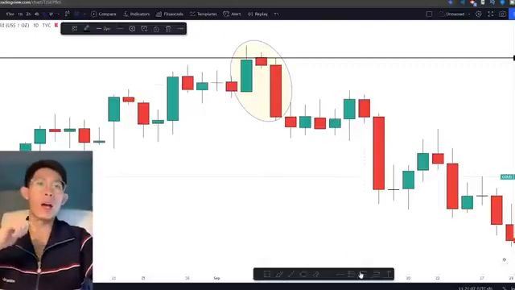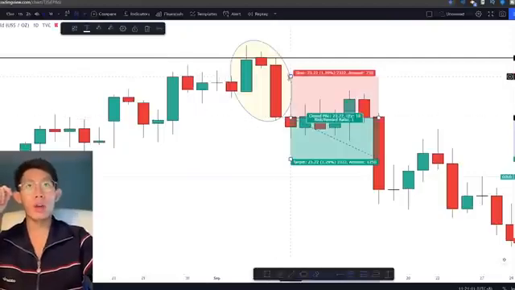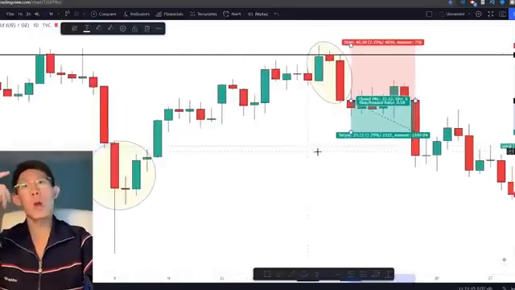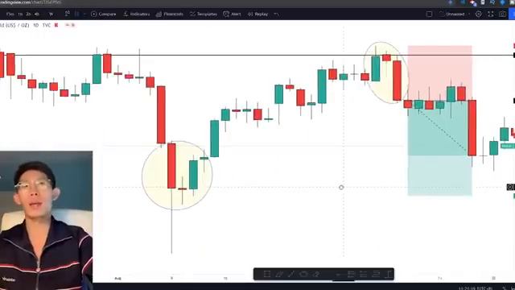So enter for a sell right after this candlestick is formed, enter for a sell here, and now stop loss above the resistance area, take profit all the way down at the next support level right here, and you can see this trade just played out perfectly.